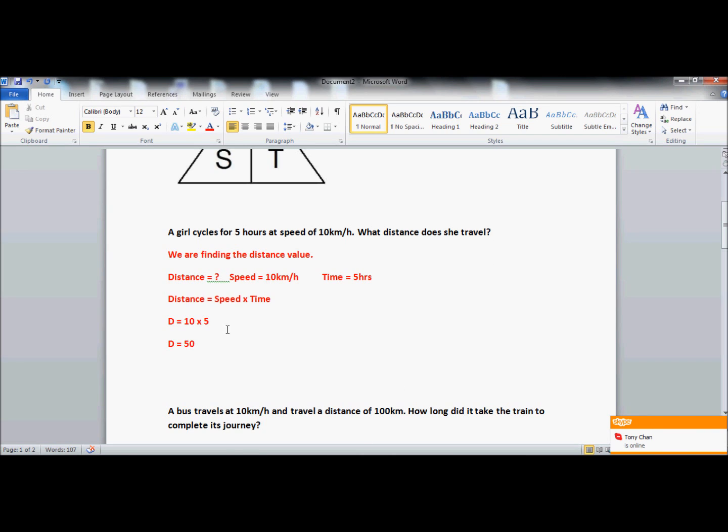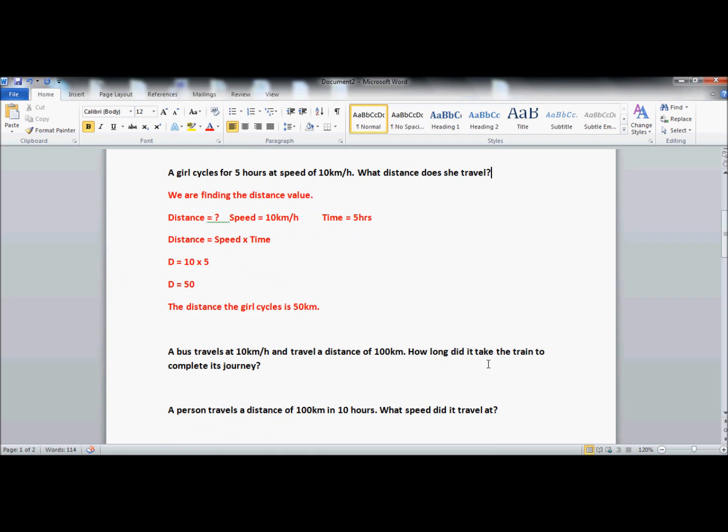This d equals 50 means nothing to the person, or to me. The value we need to find is distance, so we have to write in words: the distance the girl cycles is 50 kilometers. And there you go. That's a full marked question, 100%.